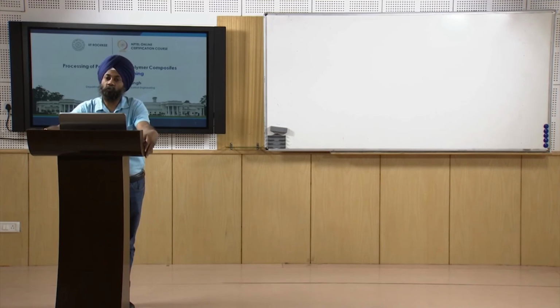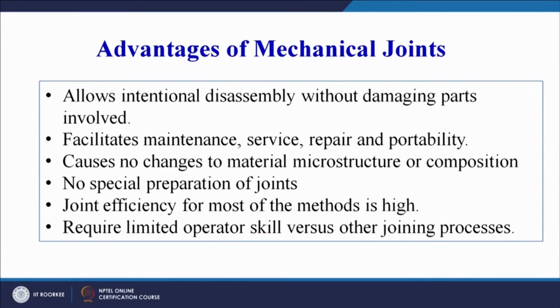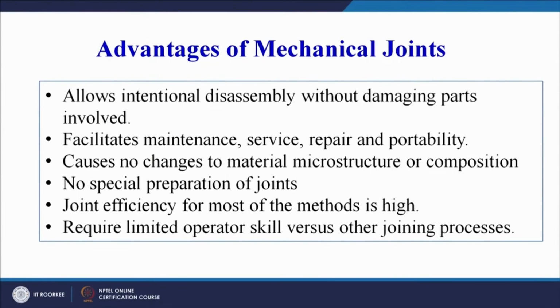Now let us conclude our session today with the advantages as well as limitations of mechanically fastened joints. A major advantage is that it allows intentional disassembly without damaging the parts involved. This point has been adequately addressed in our first slide, that mechanically fastened joints are a semi-permanent type of joint and they facilitate disassembly of the composite parts for ease of repair and maintenance. It facilitates maintenance, service, repair and portability.